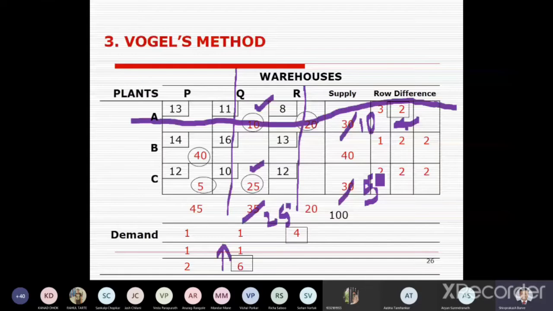So allocate units first at 12. Check the minimum number of units: 5 is the minimum. Allocate 5 here, and the remaining 40 here as well, allocate 40 here.